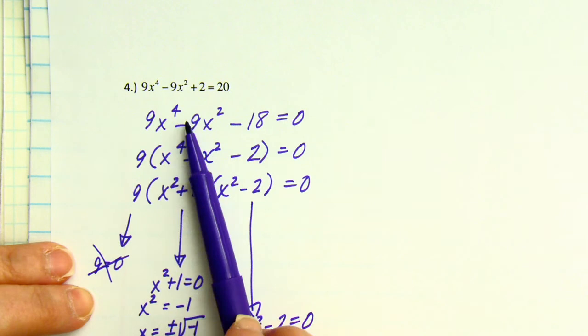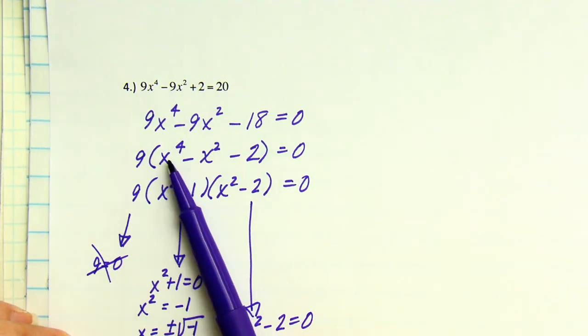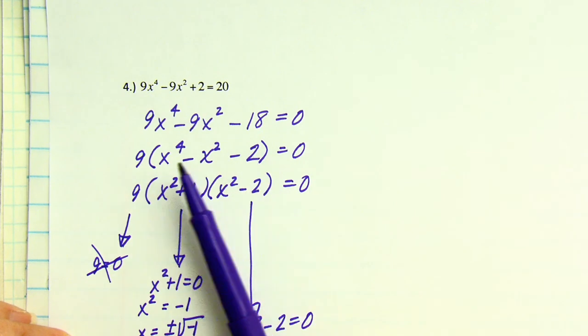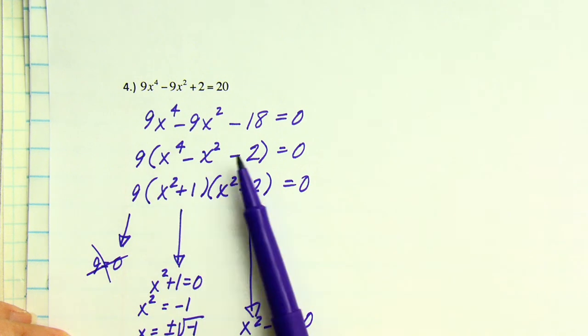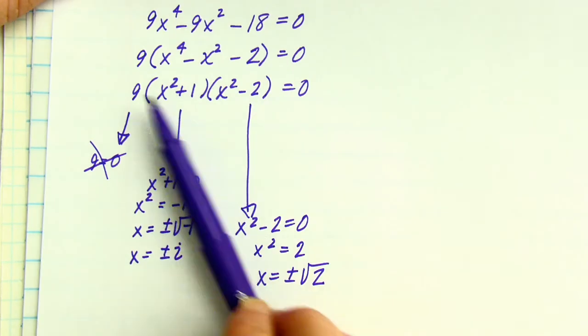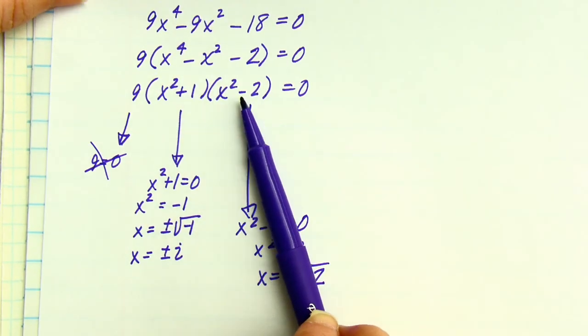9, 9, and 18 are all divisible by 9. There's a GCF here. Take out the GCF. That makes this easier to factor, if it's factorable. This is factorable. It's not quadratic, but it's quadratic in form, and so it factors like a quadratic. Multiplies to 2, subtracts to 1. Well, that's 2 and 1. And so I end up with, in my factored form, 9 times the quantity x squared plus 1 times the quantity x squared minus 2.